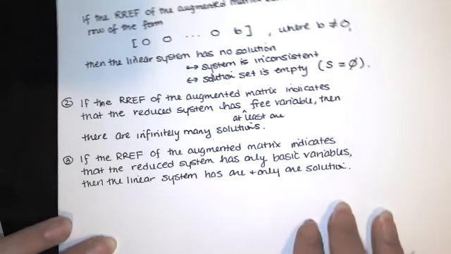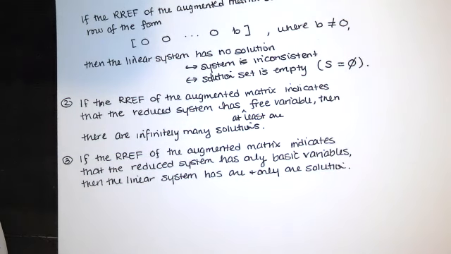And it actually doesn't have to be reduced row echelon form. All we would need is row echelon form in order to determine this, because the number and the positions of pivots are exactly the same in the reduced row echelon form and the row echelon form.